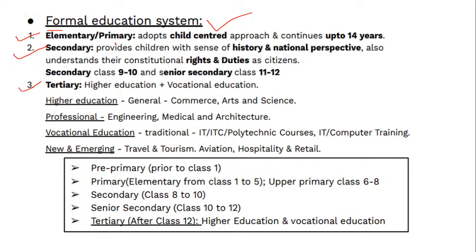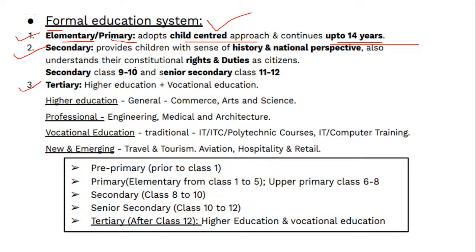Now what is it divided into? It is divided into elementary or primary. When we say elementary or primary, it is the one which adopts a child-centered method, that is, a learner-centered approach, and it continues up to 14 years. So elementary education, a form of the formal education system, is oriented towards the learner, and it continues up to 14 years. For match the following questions also, you should know the years very well.